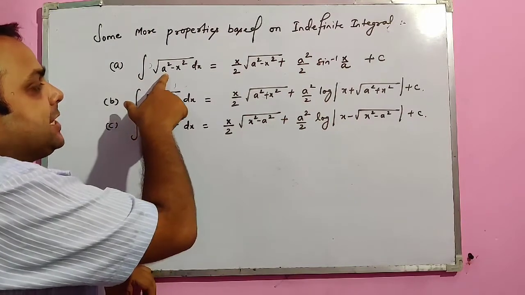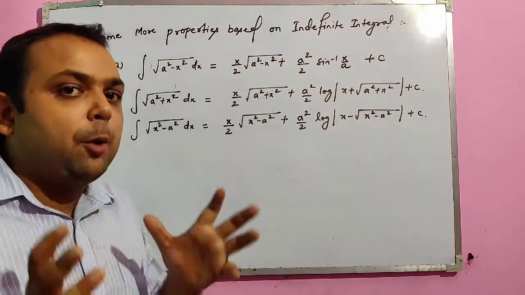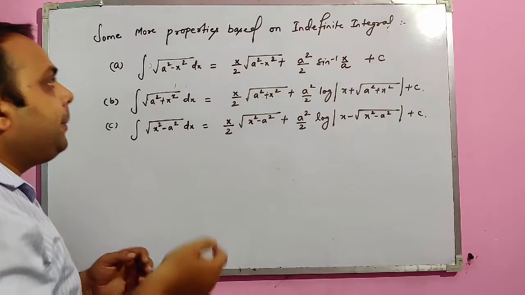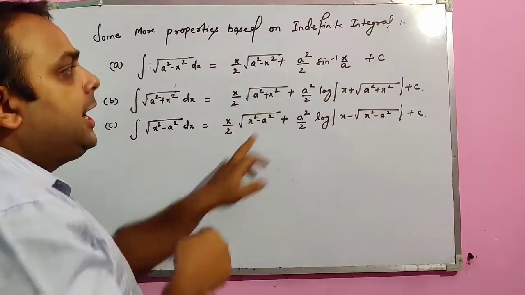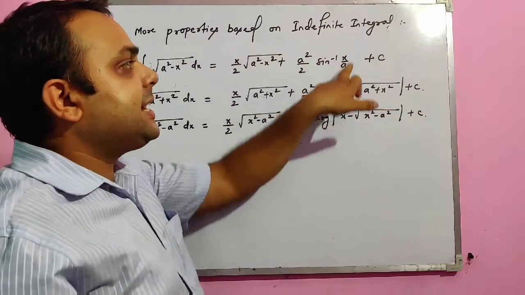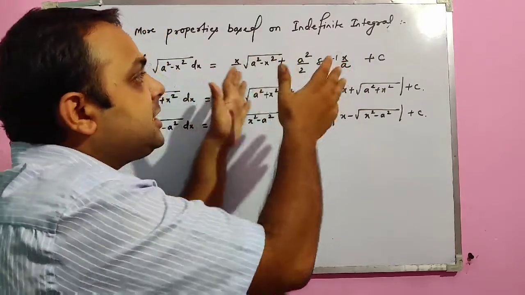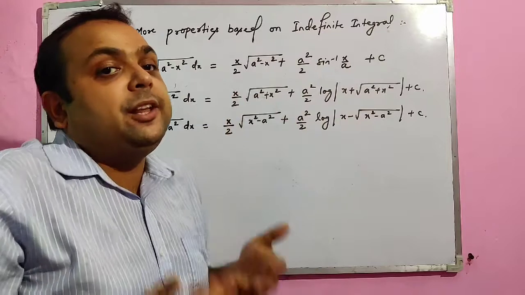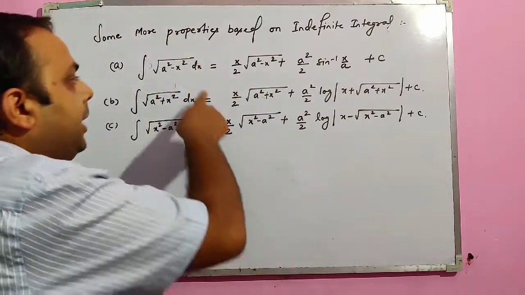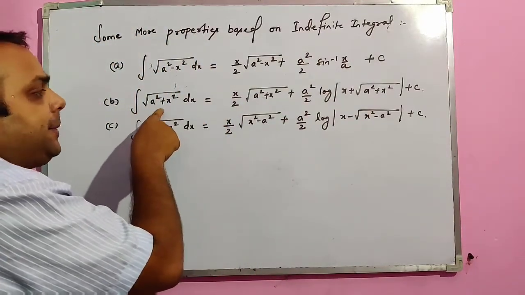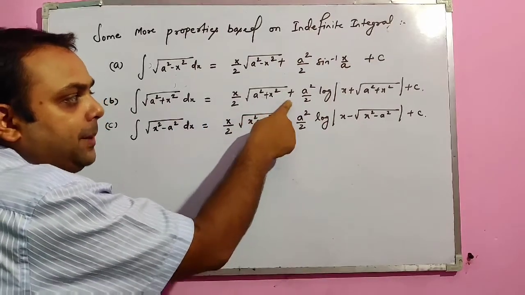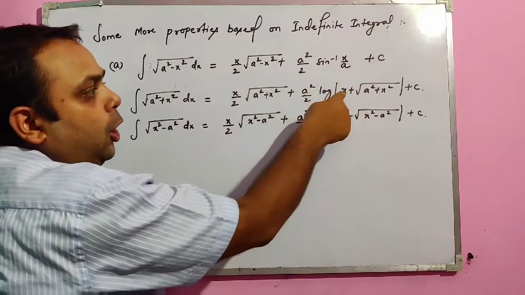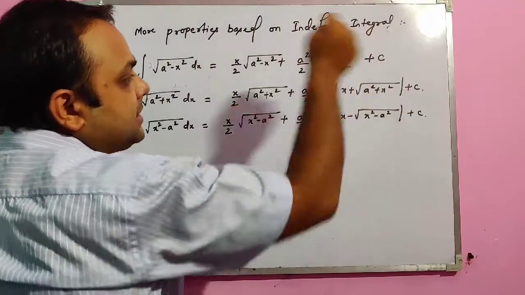Integration of under root a square minus x square. If you see any problem in this format, you need to apply x by 2 under root a square minus x square plus a square by 2 sine inverse x by a. After this, if there is a range, we have to apply the range also. Similarly, for under root of a square plus x square, the formula is x by 2 under root a square plus x square plus a square by 2 log of x plus under root a square plus x square.